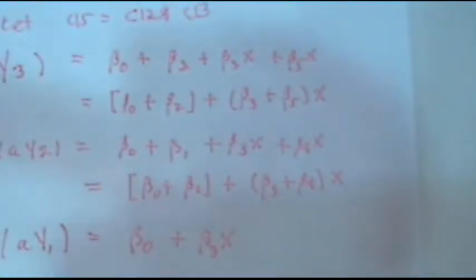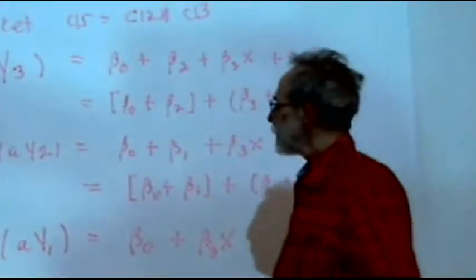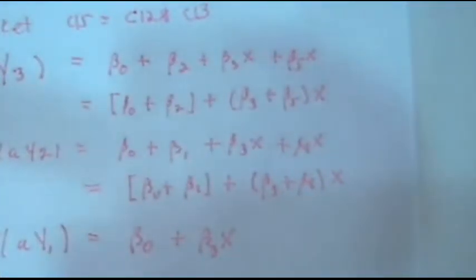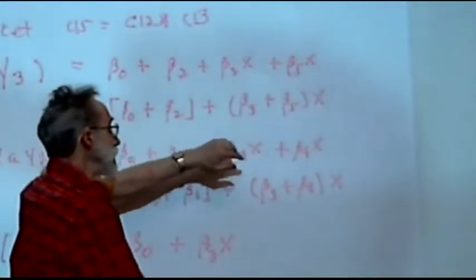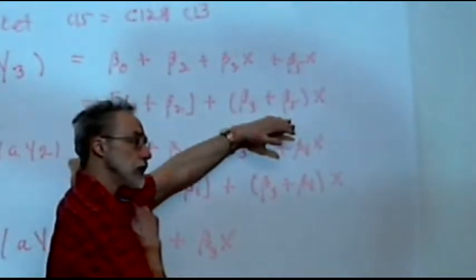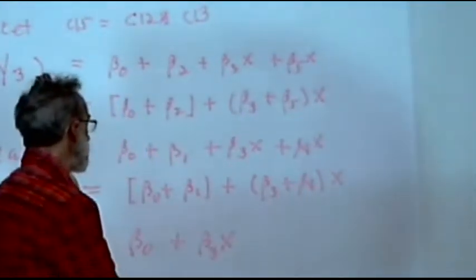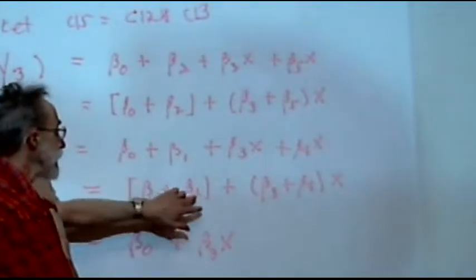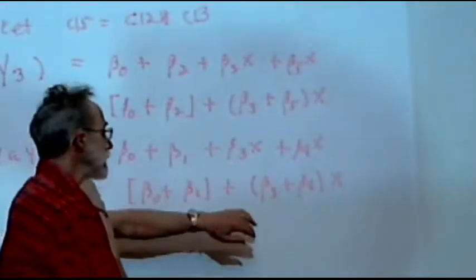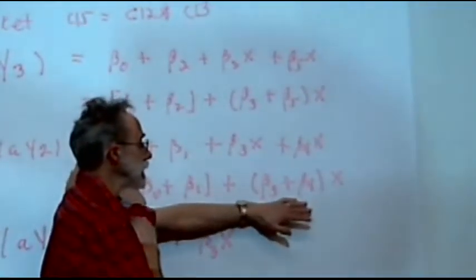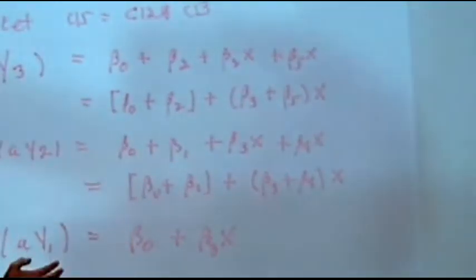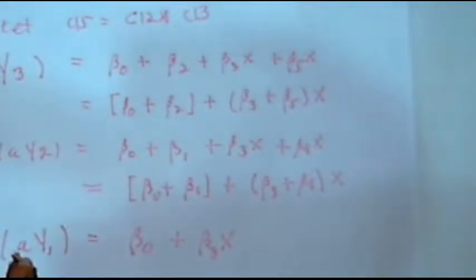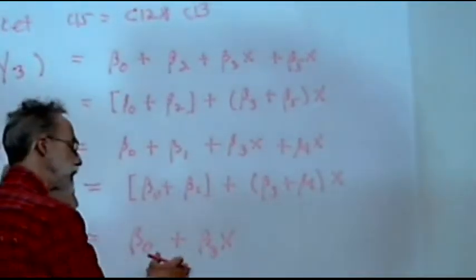Okay, so are there any questions on that? See, you have 3 different models. If you're in y3, then this is your intercept, right? And this is your slope. If you're in y2, this is your intercept, it's different. It's beta 1, not beta 2. And this is your slope, it's different. It's beta 4, not beta 5. And of course, if you're in the first level, then this is your model, this is your intercept, and this is your slope.